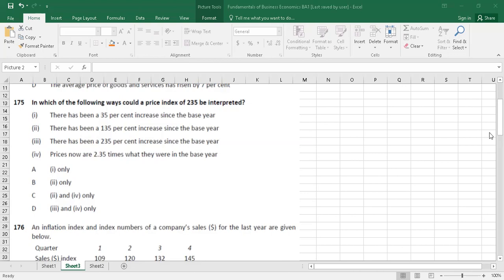Are you there, Kavya? Yes, ma'am. Okay. So which of the following ways? It is not only one answer; there is a possibility that it could be multiple answers. The price index is only the comparison of the prices, P0 and P1. So if the index number is 235, the percentage increase over 100 is 135%. So there has been a 135% increase since the base year. That's an answer, if it is in terms of percentages.